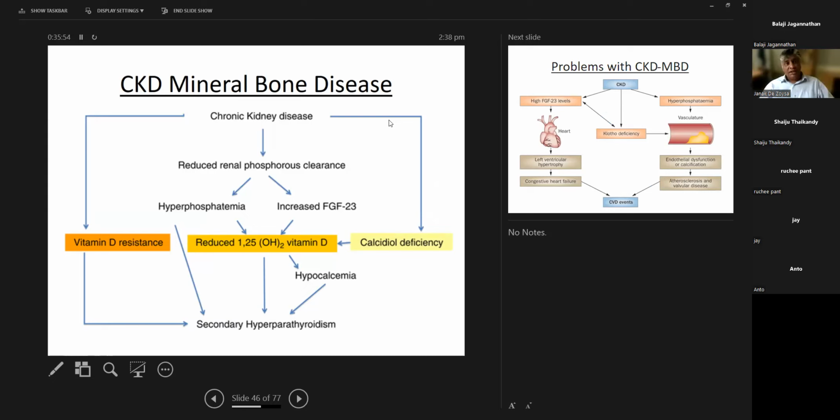Yeah, so CKD bone mineral metabolism, early stages start to develop in stage 3 chronic kidney disease, but really become more marked in stage 4 and stage 5 chronic kidney disease. And so we see that the kidney doesn't excrete phosphate as effectively. We see an increase in FGF23. We see a reduction in activated 1,25-hydroxyvitamin D, leading to hypocalcemia and secondary hyperparathyroidism.